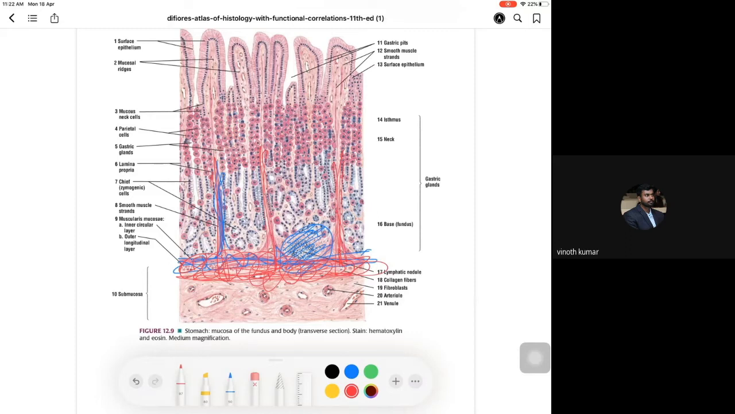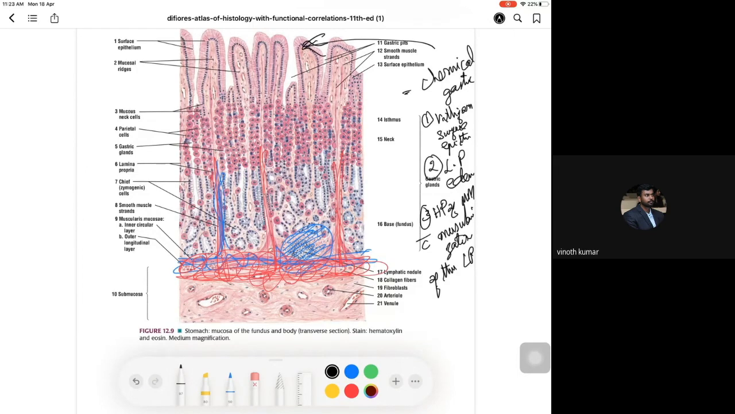So, now we are seeing the criteria for chemical gastritis. We know the reactive changes. What are the criteria for chemical gastritis? Number 1, villiform surface epithelium. Number 2, lamina propria edema. And number 3, hyperplasia of the muscularis mucosa, along with muscularization of the lamina propria.